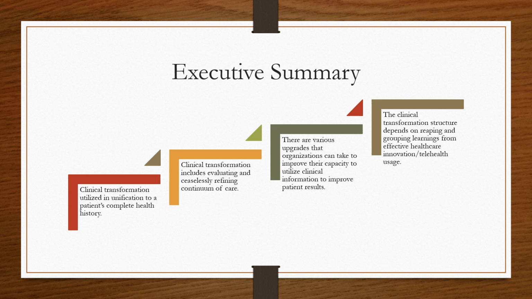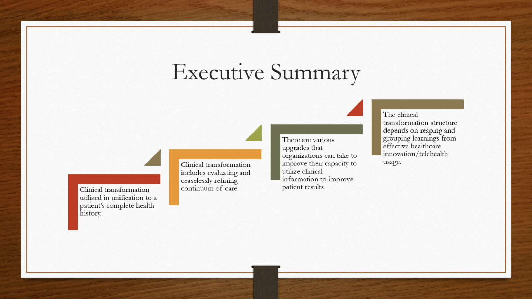There are various upgrades that these organizations can take to improve their capacity to utilize clinical information to improve patient results. For example, the information is not constantly accessible in a way that encourages simple access and reporting. Subsequently, all that information is not accessible in an electronic manner with discrete information components, and visually checking on graphs isn't yet a key method for determining clinical quality.